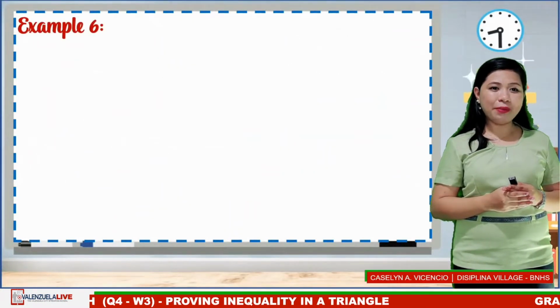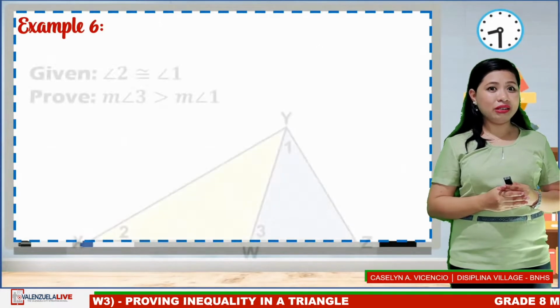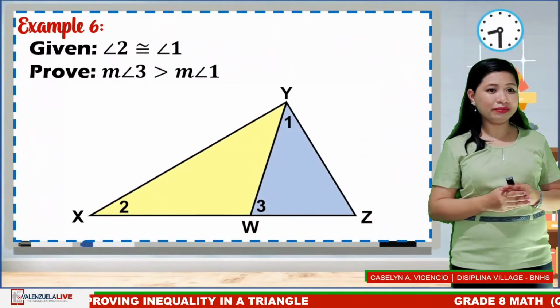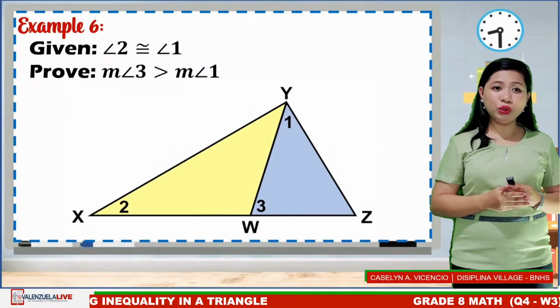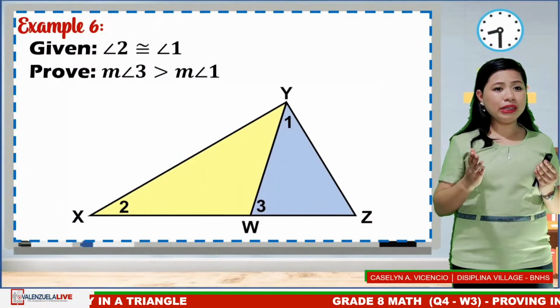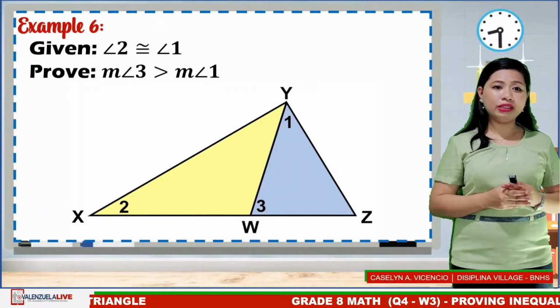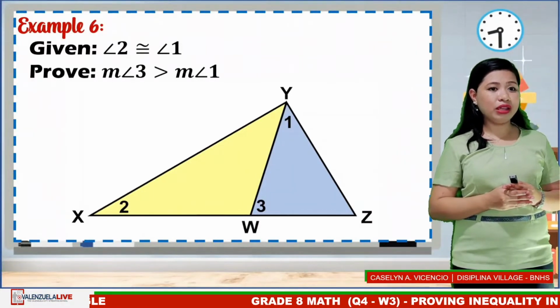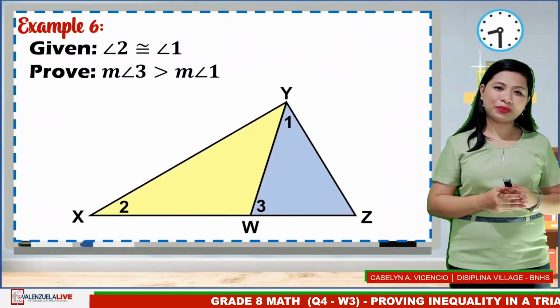Let's have the last example. As illustrated by the figure, given angle 2 is congruent to angle 1, prove that the measure of angle 3 is greater than the measure of angle 1.